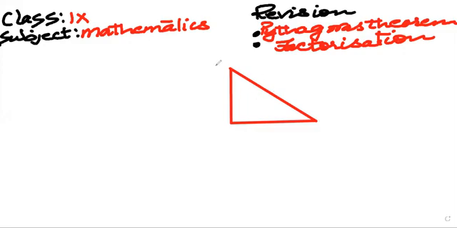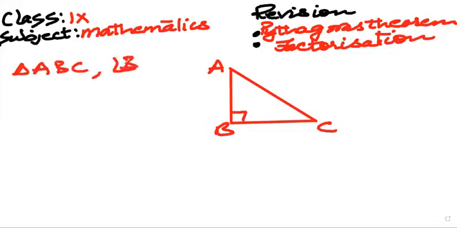Children, you know that if you have a right angle triangle, this is your right angle triangle ABC, where angle B is equal to 90 degrees. So, according to Pythagoras theorem, in a right angle triangle ABC, the square of the hypotenuse, here the hypotenuse is AC, is equal to the sum of squares of the two sides, that is AB square plus BC square.